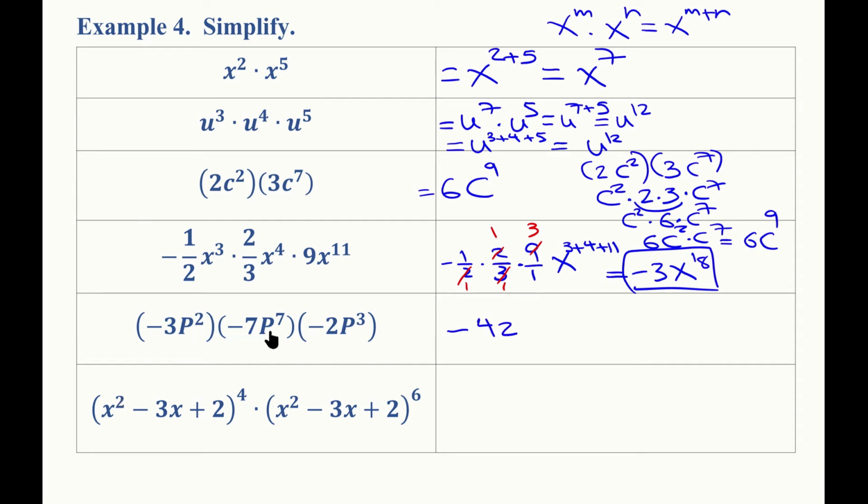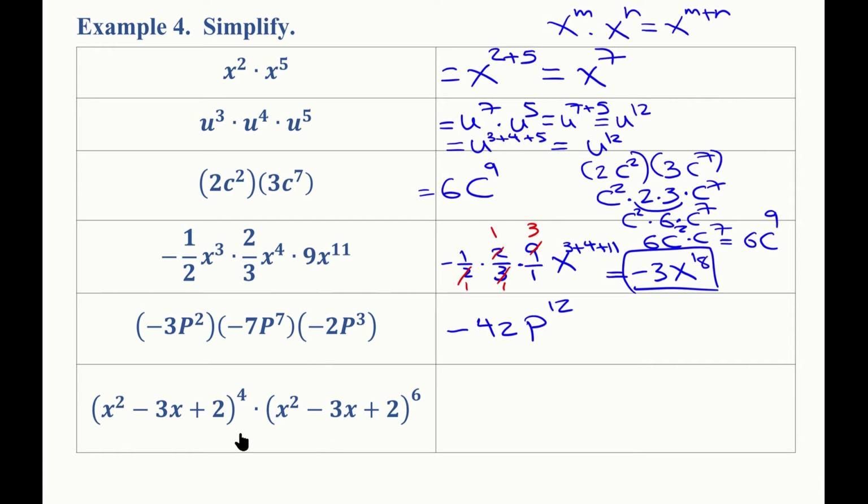And then P is the common base, so we keep it. And we go ahead and add the exponents. So 2 plus 7 is 9 plus 3 is 12. And that's it. We have now multiplied that out.